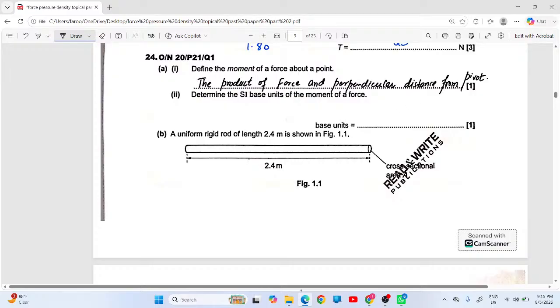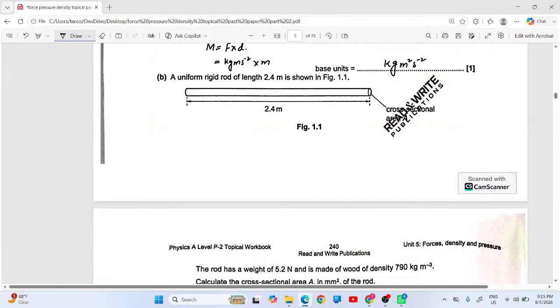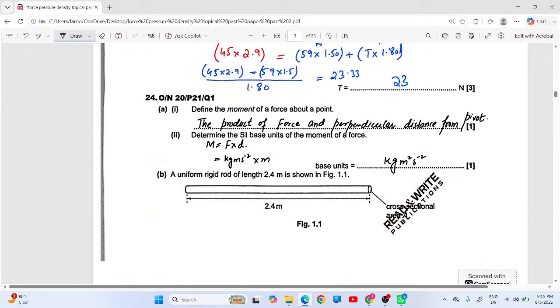G. SI based unit. We know the formula moment equals F into D. F equals kg meter per second square and D is meter. So the answer is kg meter square per second square. Okay. ये लो जी.